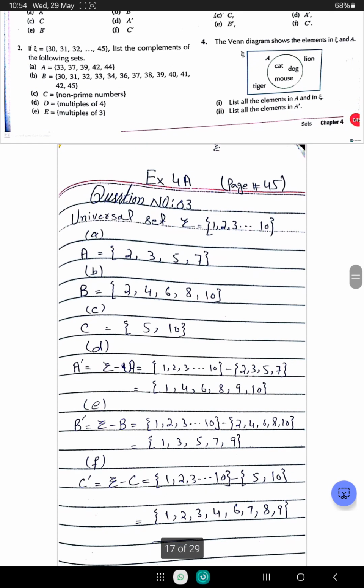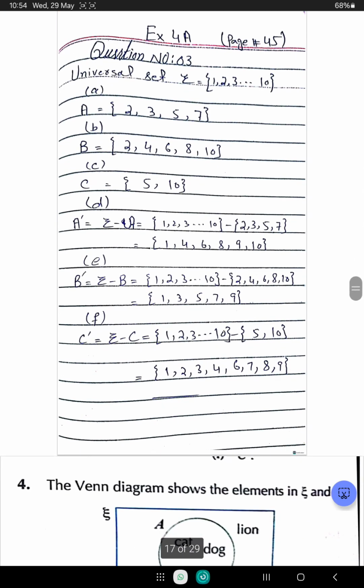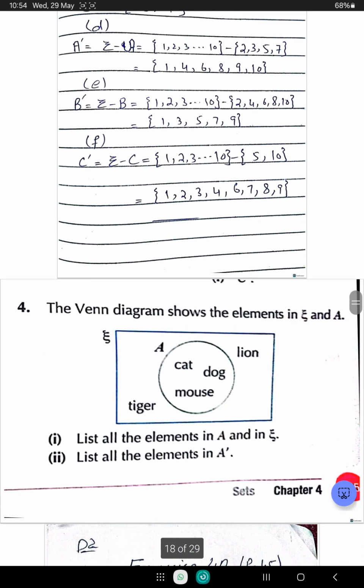A complement is equal to the universal set minus A. We write all the elements which are not present in set A, like 1, 4, 6, 8, 9 and 10. It is the same for B complement and C complement.